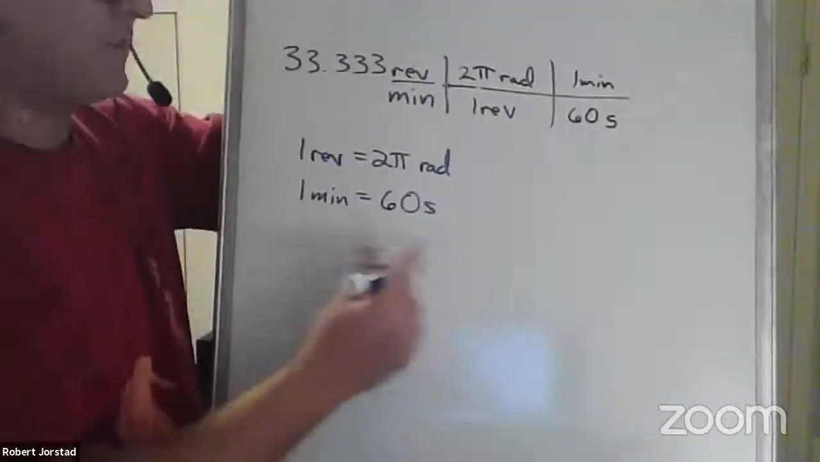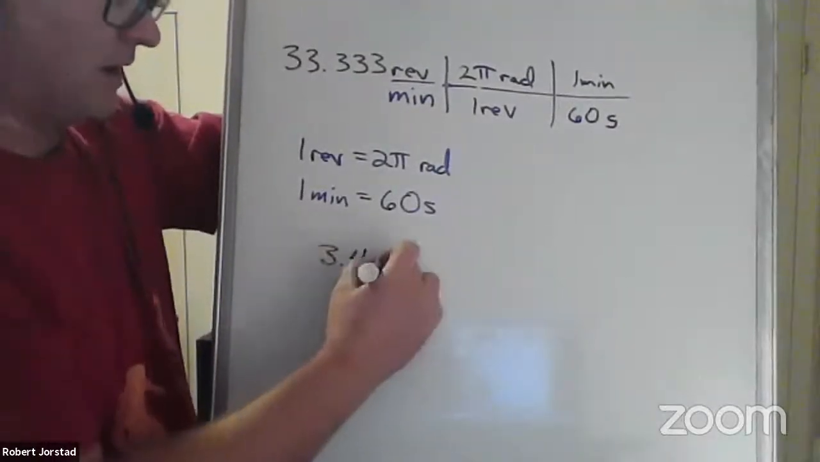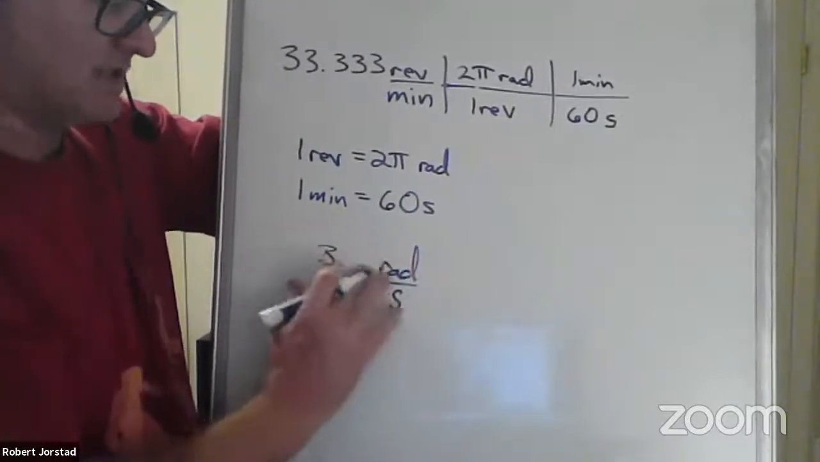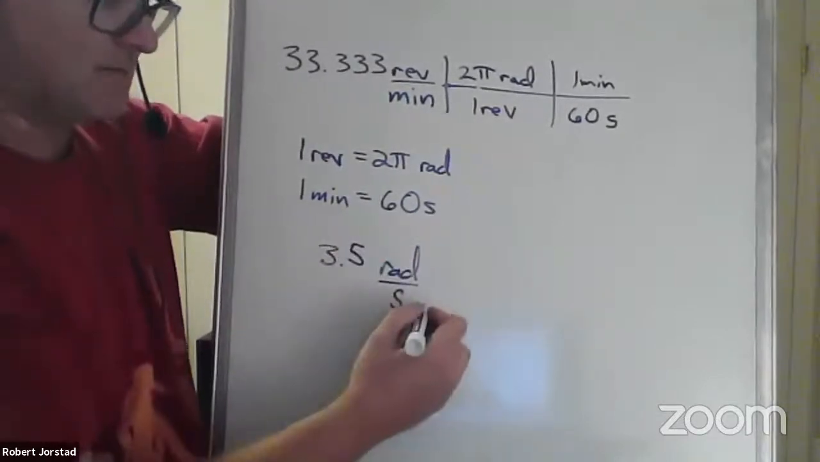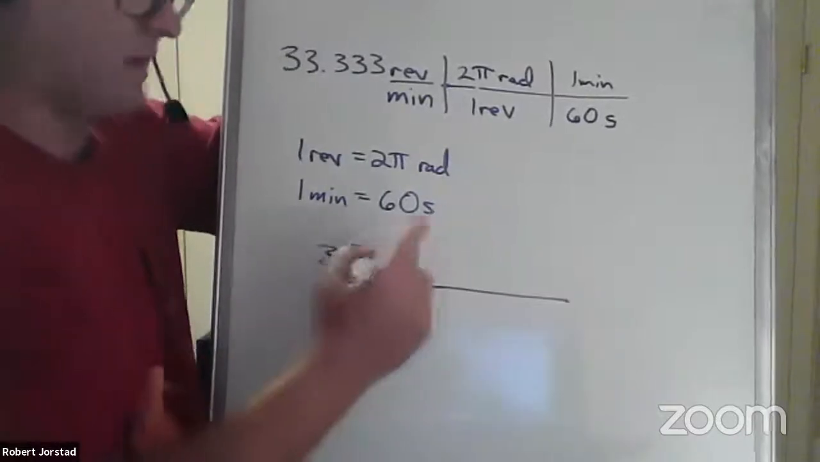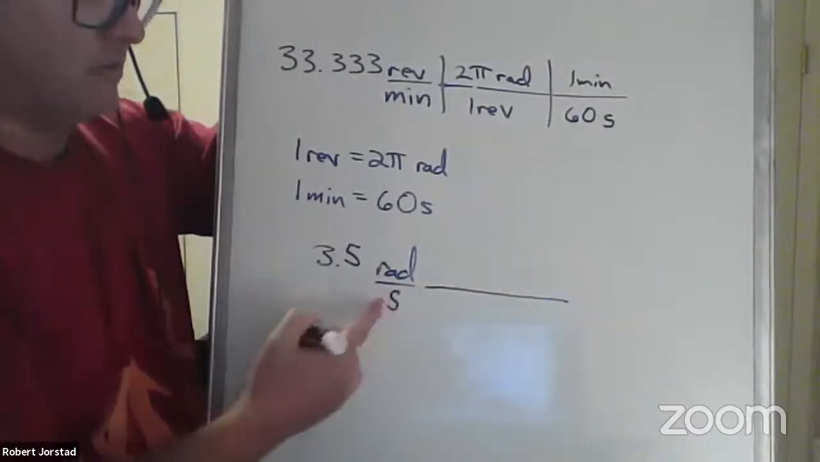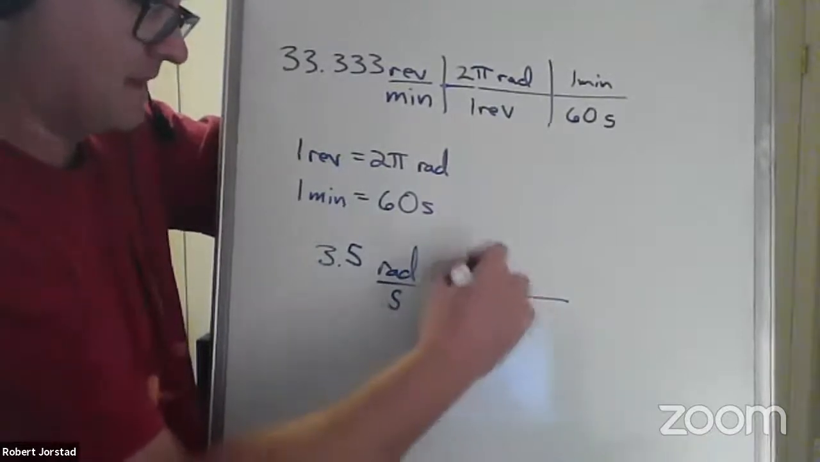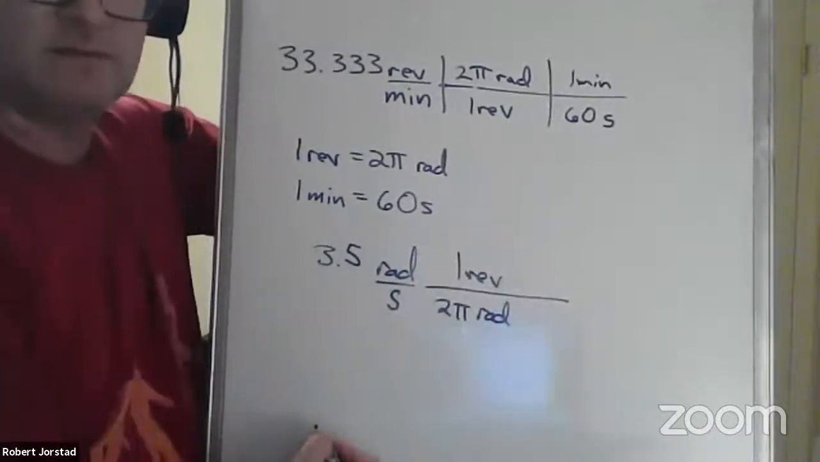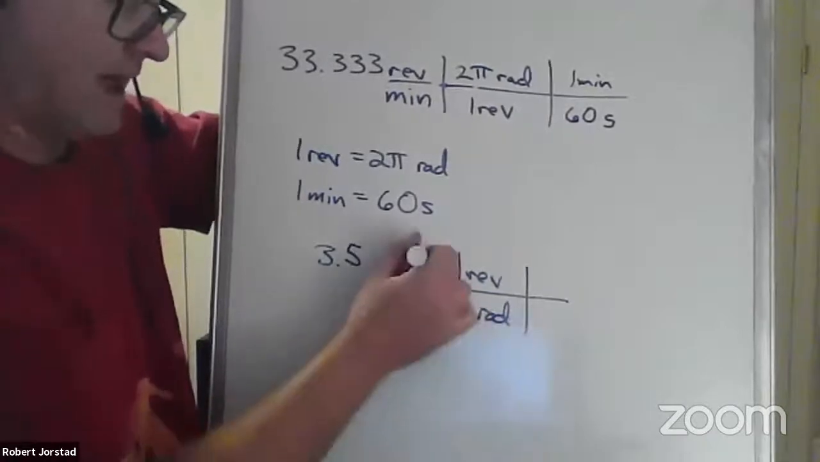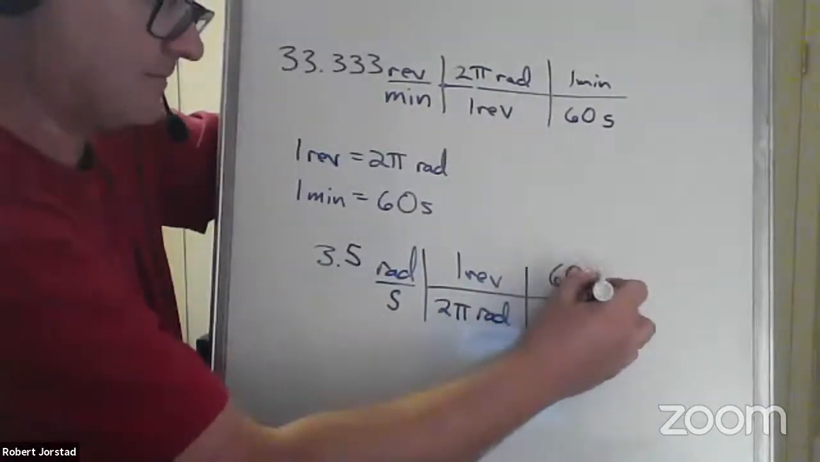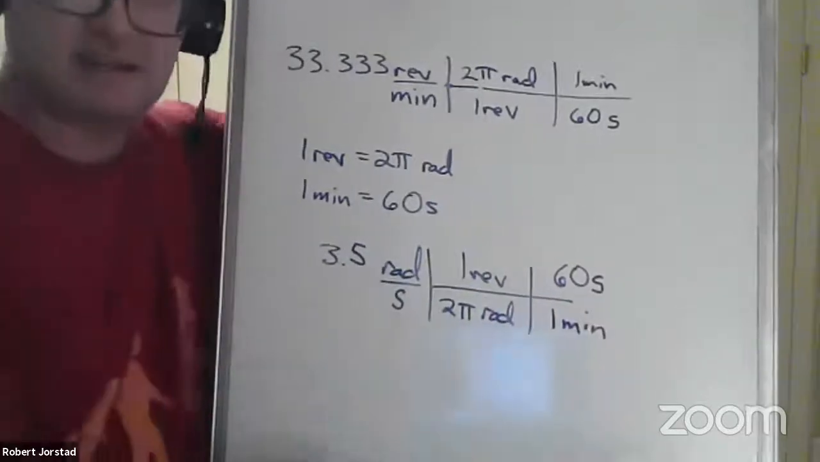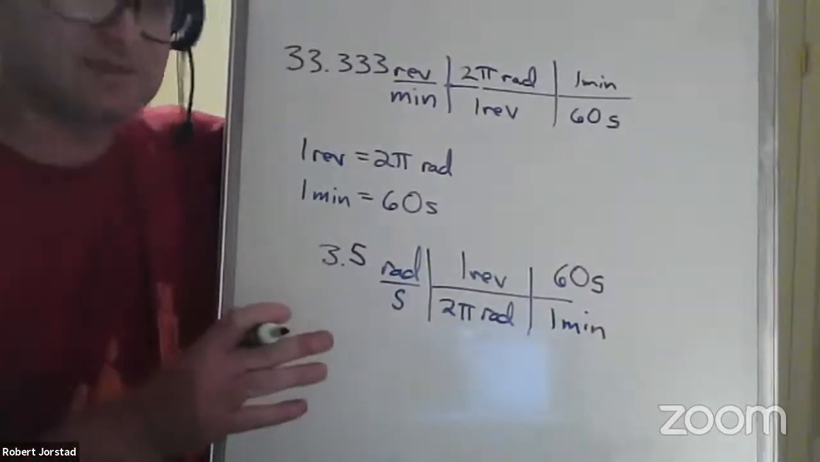But what if we had, let's just say, 3.5 radians per second, and I want to convert this to revolutions per minute. Well, what do we get? We got 2 pi radians is 1 rev. And then we also have 60 seconds equals 1 minute. And what have I seen hundreds of thousands of times by this point?